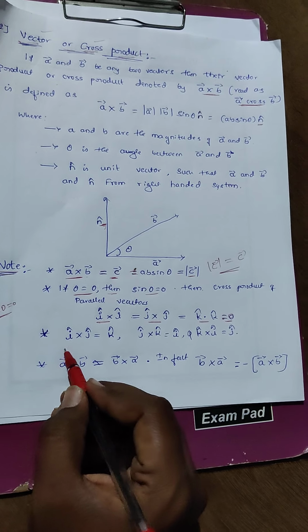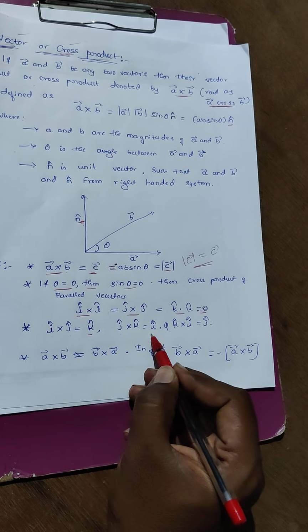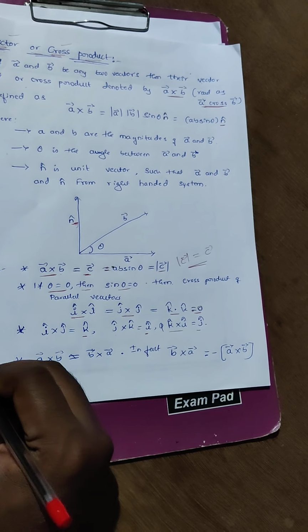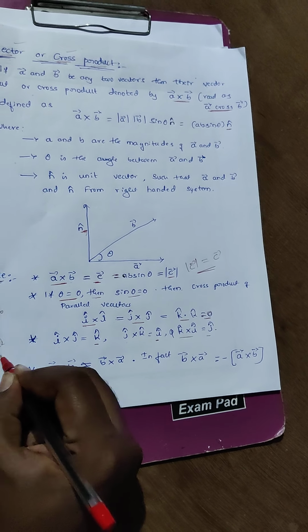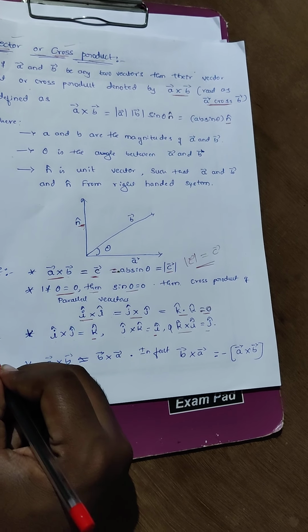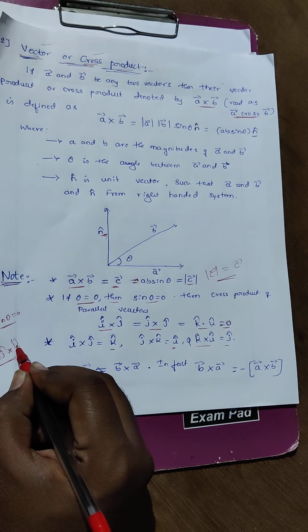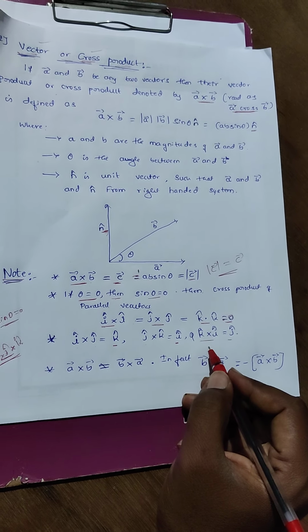And next one is i cross j is equal to k, j cross k is equal to i, and k cross i is equal to j. i, j, k. i cross j is equal to k. j cross k is equal to i. k cross i is equal to j. Like this we can write this.